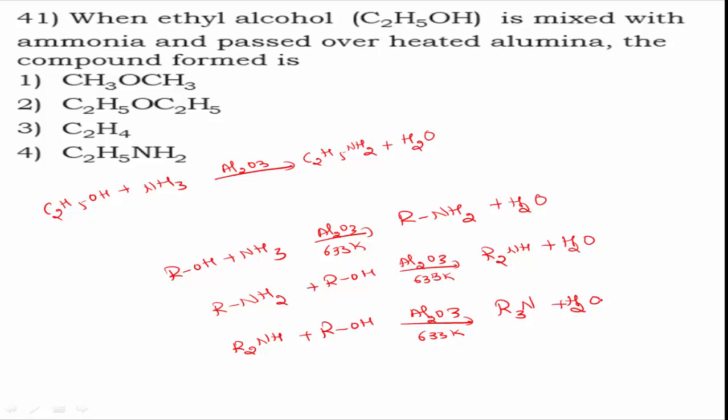Therefore, the correct answer for the 41st question is that ethanamine is formed. Therefore option 4 is the right answer, because in the product side we get ethanamine.